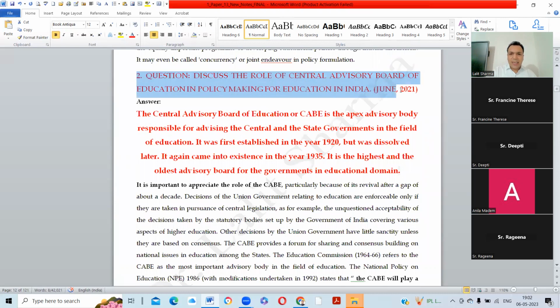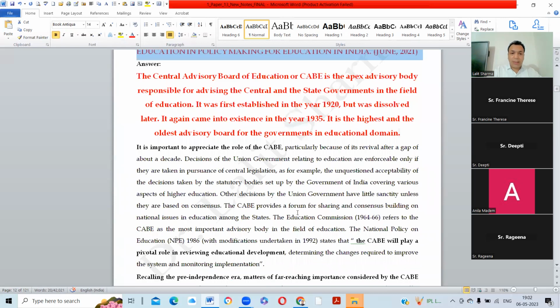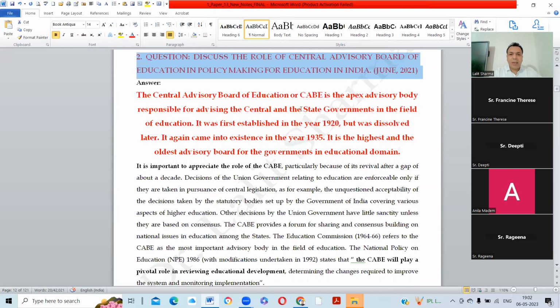Second question is that discuss the role of CAB. Question has come now. Central Advisory Board of Education in policy making for education in India, right? So guys, CAB, you should know that this is important. You can tick mark. Central Advisory Board of Education, it is the apex advisory body responsible for advising the central and state government in the field of education.